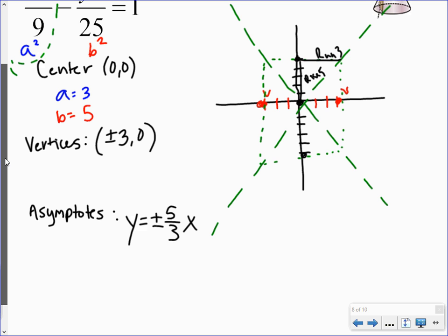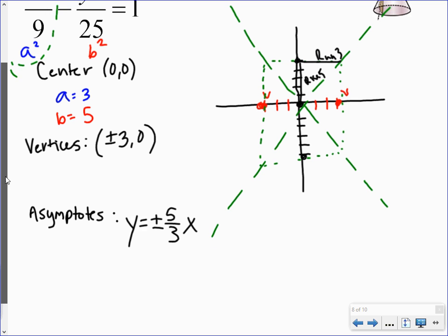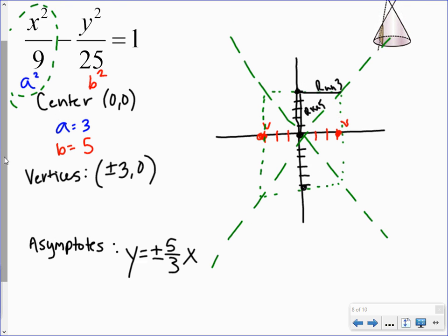I could also, at that point, if I wanted to, draw my hyperbola. You can draw your hyperbola at any point once you have your asymptotes and your vertices. When I check your hyperbolas, I want to see that your hyperbola is actually getting closer to your asymptote. So if I were to draw my hyperbola, I would start at my vertex, and then I would approach my asymptote on both sides.